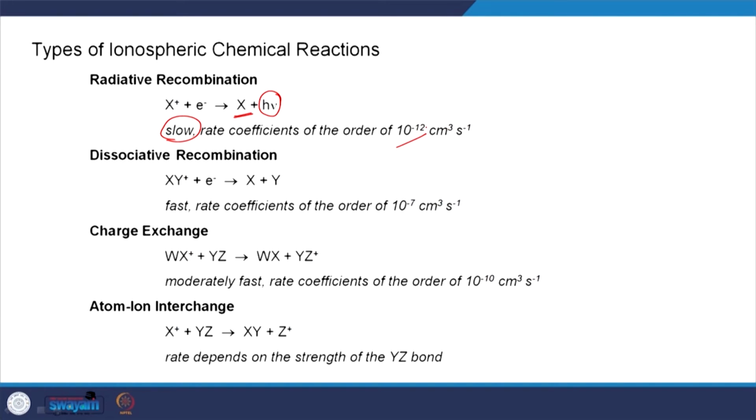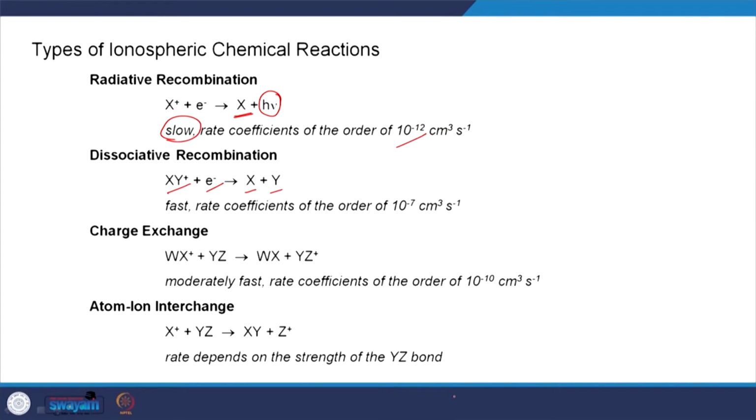Okay, the next process is the dissociative recombination reaction. This is a very important process. When you have a molecular positive ion and it recombines with an electron, this will neutralize the molecule, and it will also break to conserve momentum and energy. This will break the molecule into two atoms. This could be any molecular ion as an example. But this dissociative recombination is a very fast process.